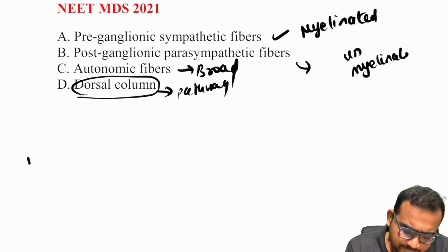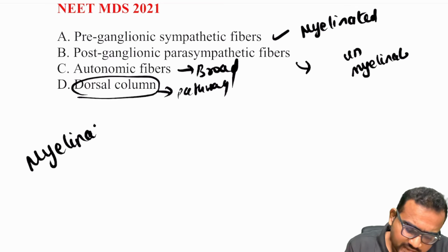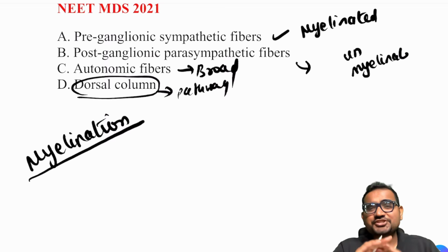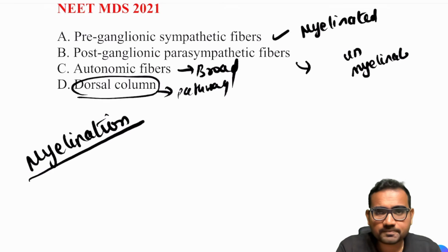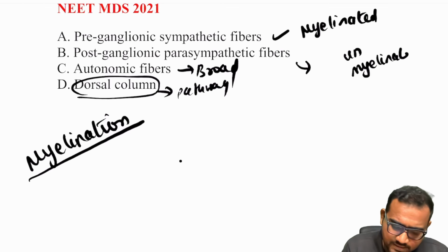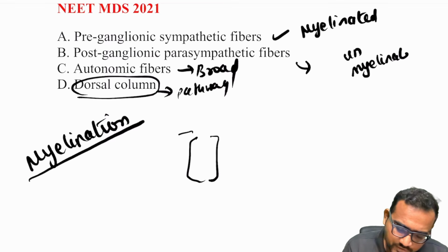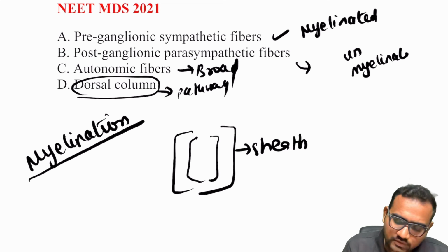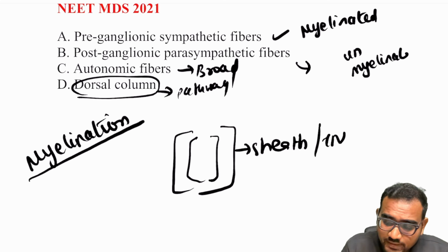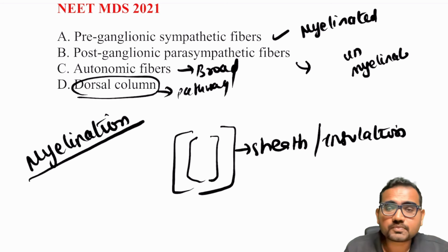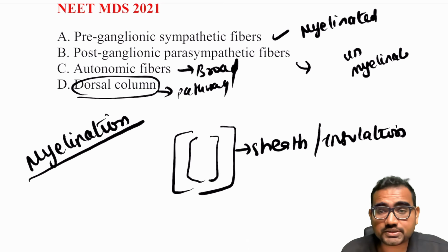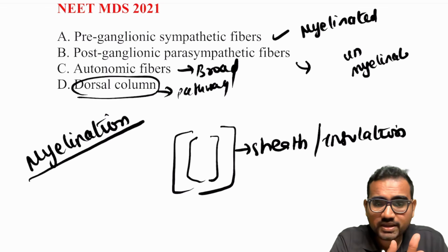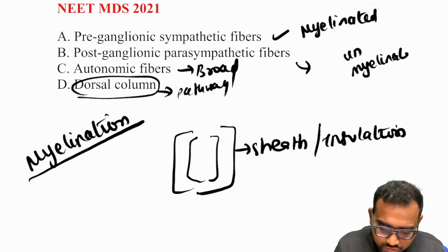What do you mean by myelination? Myelination means a sheath is going to cover the axon. It is like a protection. So it is a sheath responsible for protection and insulation. The main function of myelination is that it is not going to allow the ions to stay there. Okay, it is going to push the ions to the nodes which are present.